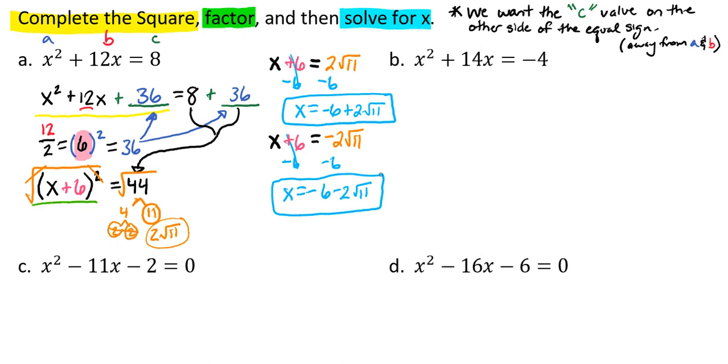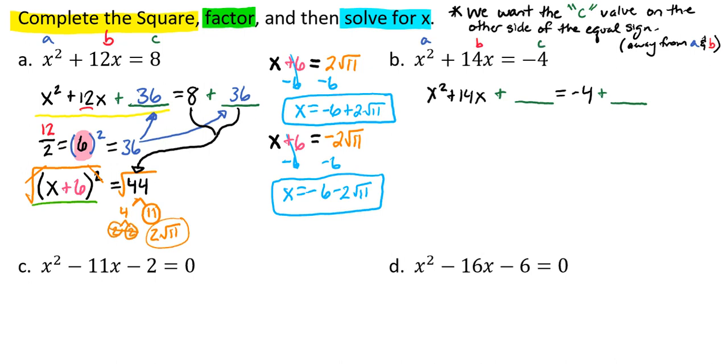And we are now finished with our problem because we completed the square so that we could factor it in order to solve for x. Let's go ahead and do letter B together. Or actually, no, let's have you do letter B on your own. So go ahead and push pause and then work out that problem. And then when you're done, push play and let's see if you were correct.